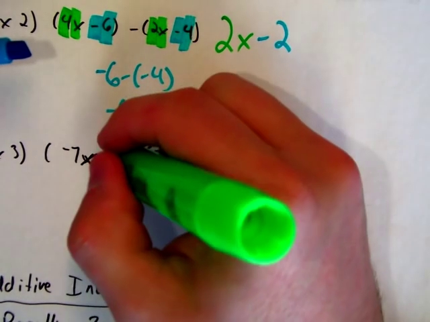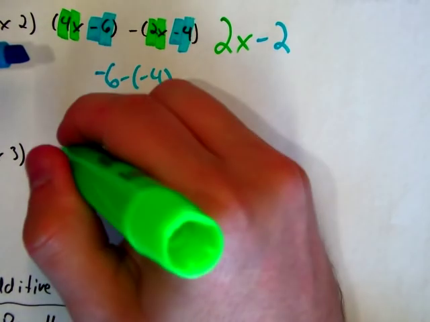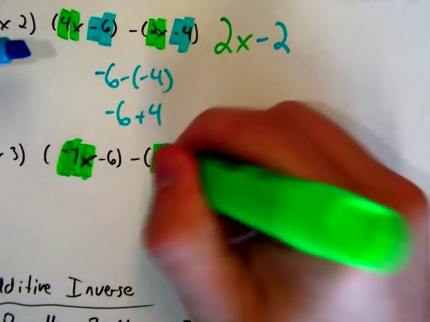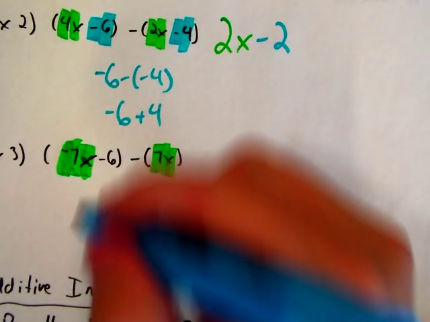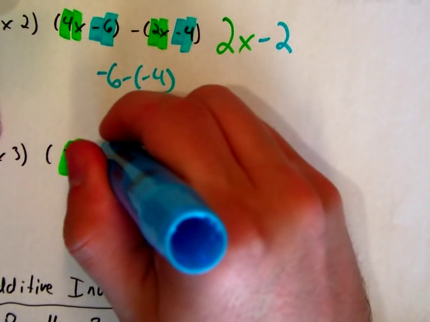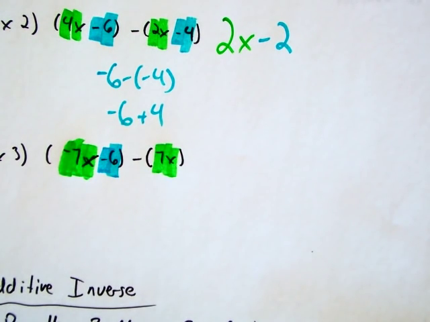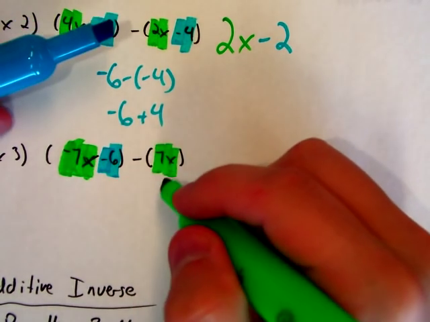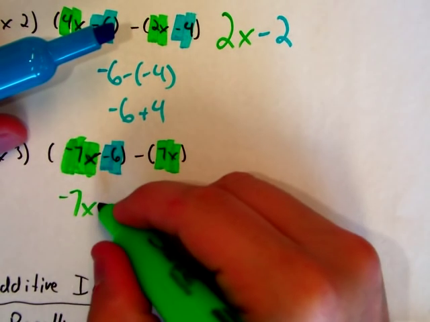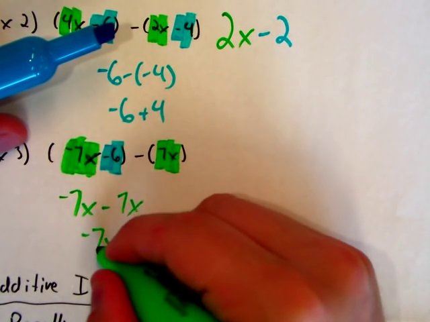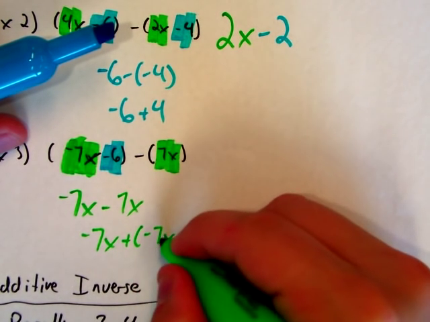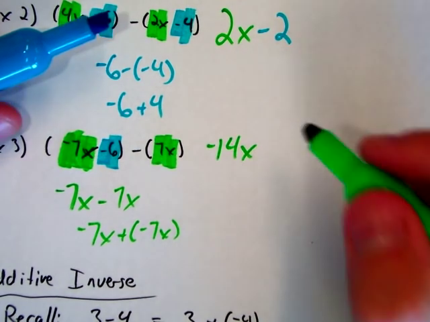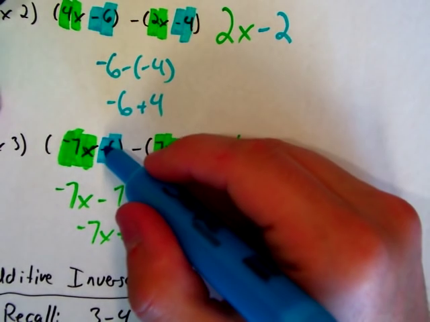Example 3, negative 7x minus 6 minus 7x. That's a big term. So the negative 7x and the negative 7x are like terms. Negative 6 is all by itself. There's only one of those blue terms. So negative 7x minus 7x, remember, that's the same as negative 7x plus negative 7x. So this is going to be negative 14x. And then I simply have a minus 6.